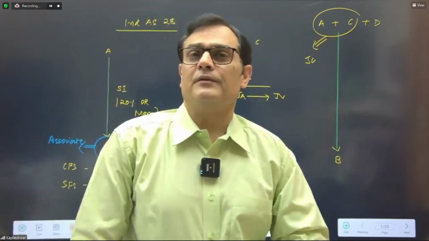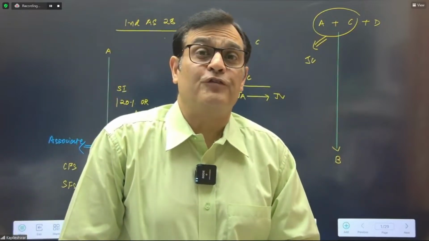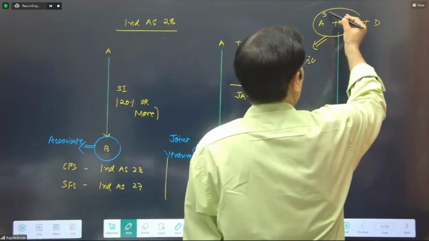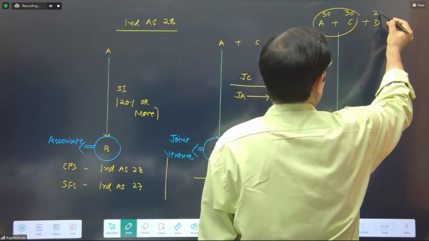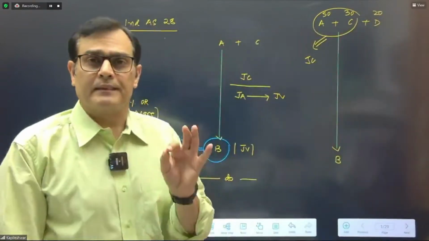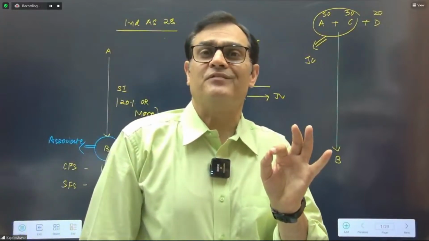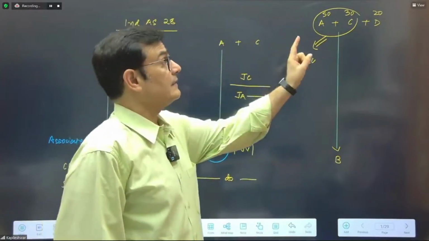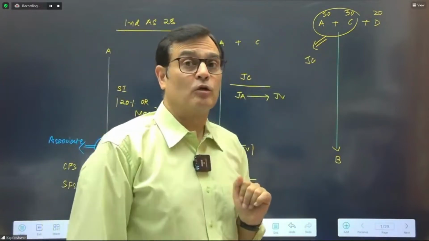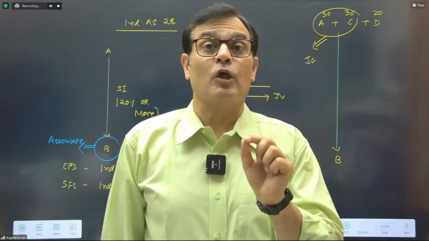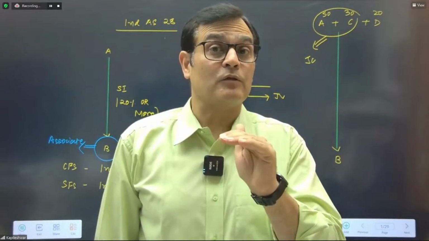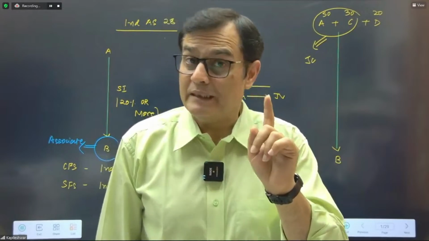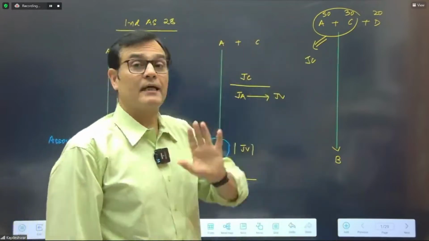Remember a situation where I gave you three parties that have got 50, 30, and 20%. So let me remind you that A has got 50%, C has got 30%, and D has got 20% stake. The decisions are to be taken on the basis of 75% majority. So we saw in this particular case that A and C can achieve that 75% combination, and D is not a party with a joint control. He is a part of the arrangement, but he is not a party to the joint control.